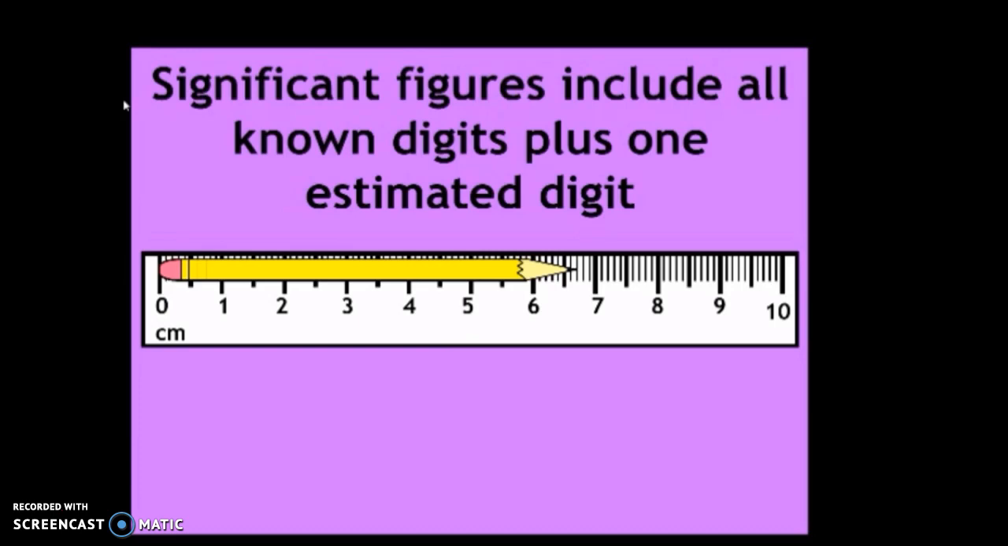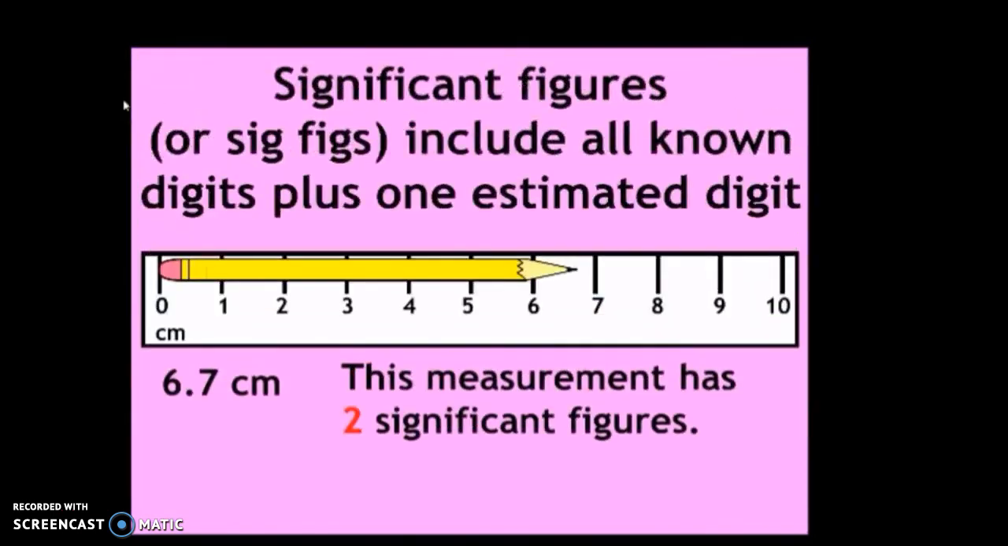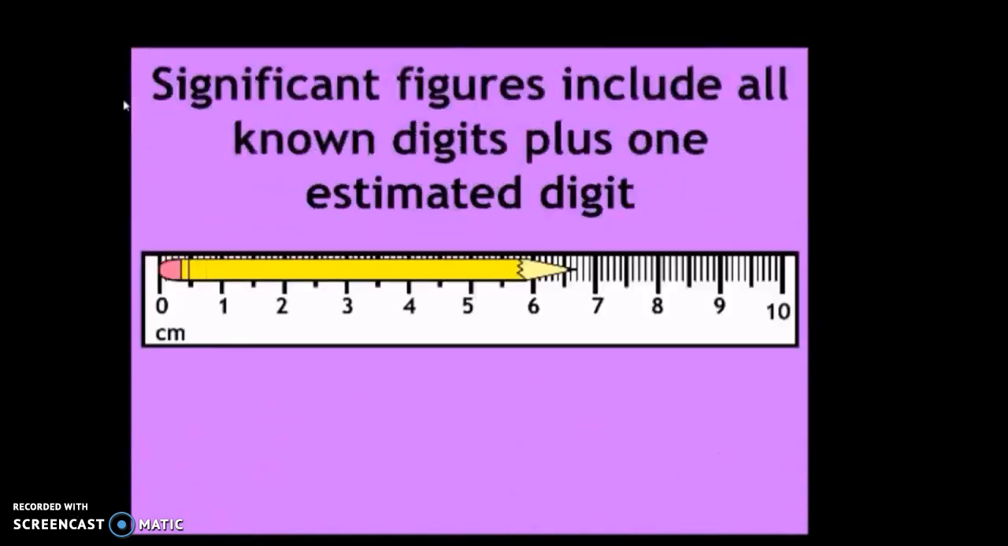So therefore, because it's exactly on the line, it would not just be 6.7, we get to add a 0. So 6.70 centimeters. Pay special attention to the fact that I had just shown you 6.7 on the previous slide, and now I am showing you 6.70. So in this chemistry class, 6.70 is more precise.